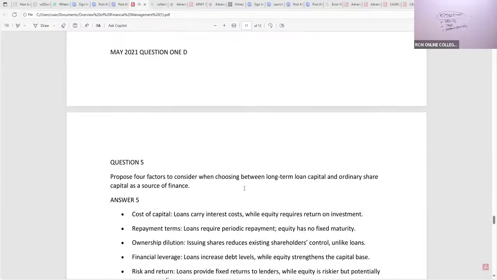Question number 1D. Propose 4 factors to consider when choosing between long-term loan capital and ordinary share capital as a source of finance. Already have covered this, ladies and gentlemen.